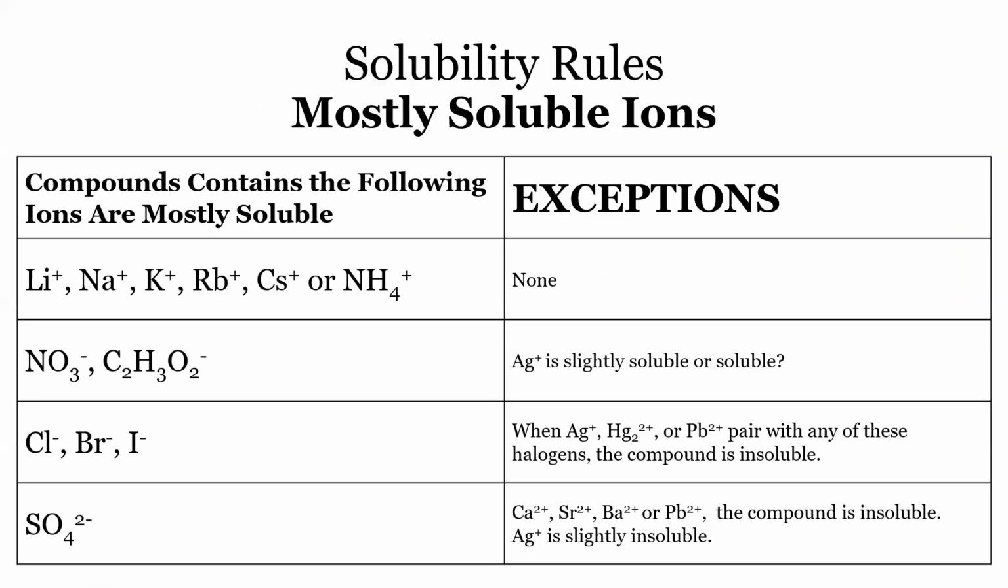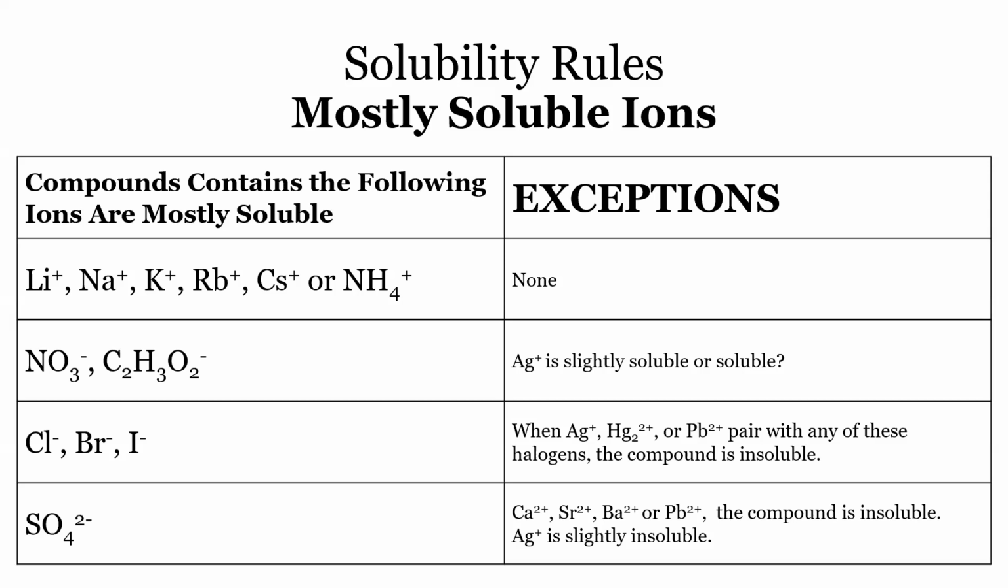This table here shows mostly the soluble ions in water. Any ionic compound that contains Li, Na, K, Rb, Cs, or NH4+ ions are soluble in water. Any ionic compound that contains NO3- or C2H3O2- ions are soluble in water. The one questionable is AgC2H3O2 because some classify it as soluble and others slightly soluble in water.